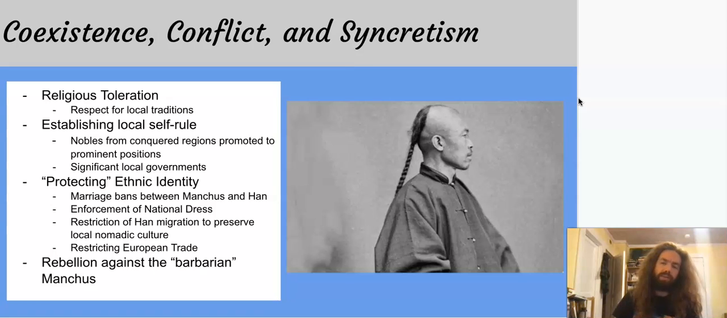Now, in looking at different ways that the Qing attempted to manage the multicultural population, we have a couple different strategies. So as a way of attempting to foster coexistence, the Manchu were highly tolerant of different religions. They really did not care if somebody was Han or if somebody was Taoist or Confucian or Muslim, as long as they paid their taxes and followed local regulations. And the Qing were quite happy to promote local rulers to positions of prominence.